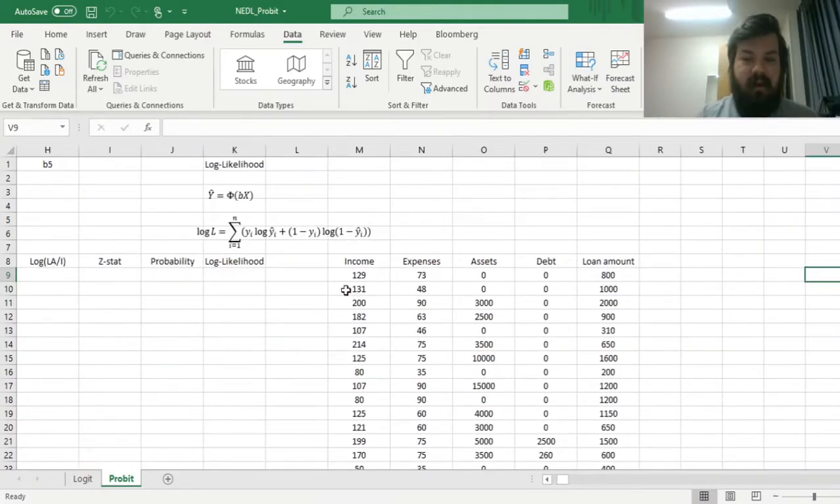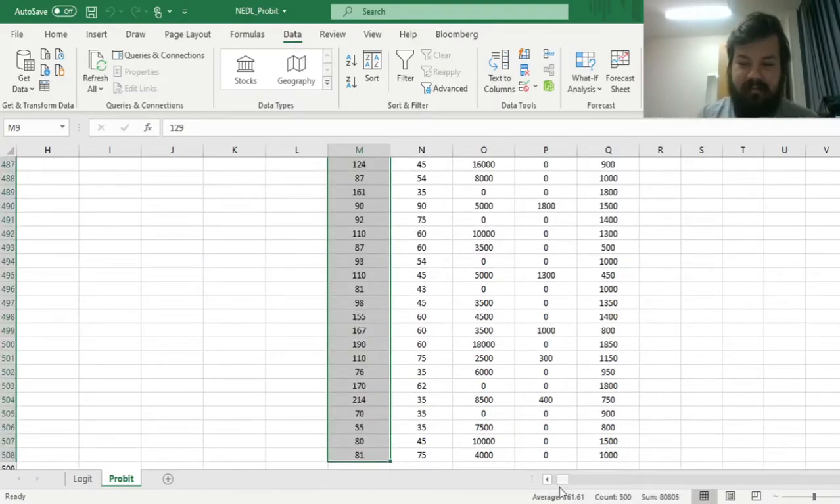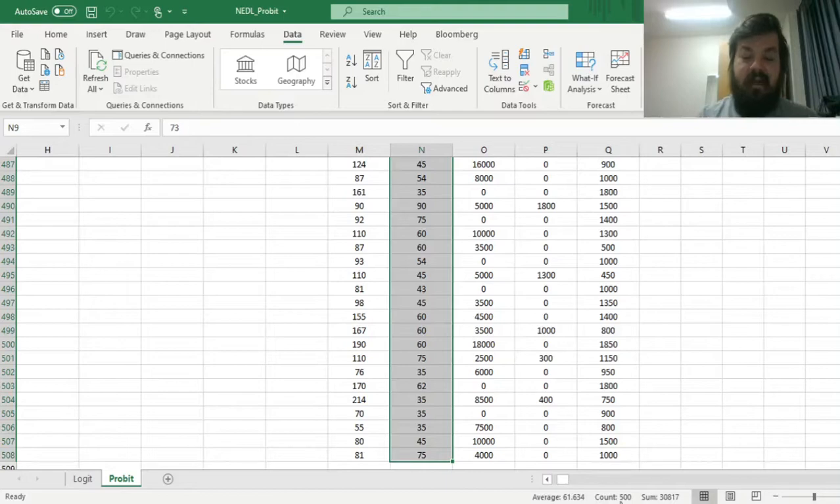Here we have got some numerical variables of interest. First of all, we have got the data on income and expenses of the borrowers' households in thousands of dollars per year. So we can see that this particular first borrower has an annual income of $129,000 per year, and they spend $73,000 of it every year. Here we can see that our average income across the sample is $161,000, so our households are quite wealthy, and they spend less than half of it.